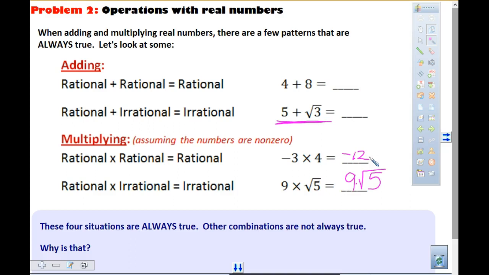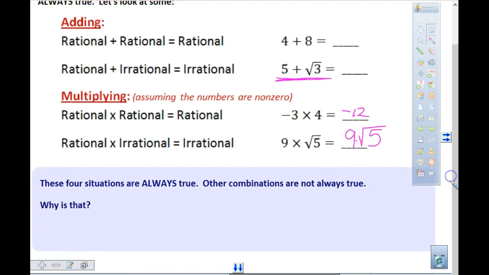So it says these 4 situations are always true. Other combinations are not always true. And the question is, why is that? So, I want someone to give me an example. If we are going to add a rational, let's go with an irrational and another irrational. So I want you to give me an example of an irrational number that you're thinking of.